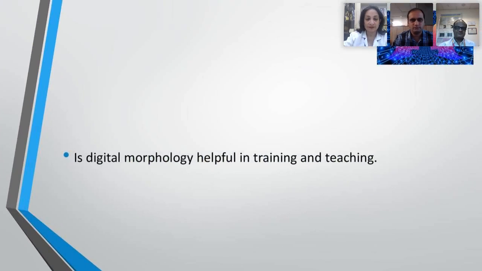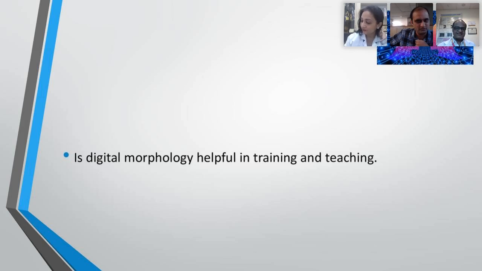And I remember my PG days. In our college time, we used to be very excited about the pentaheme. And now I wish we had this digital morphometry thing at that point of time. So what's your say on digital morphology? Is digital morphology helpful in training and teaching?